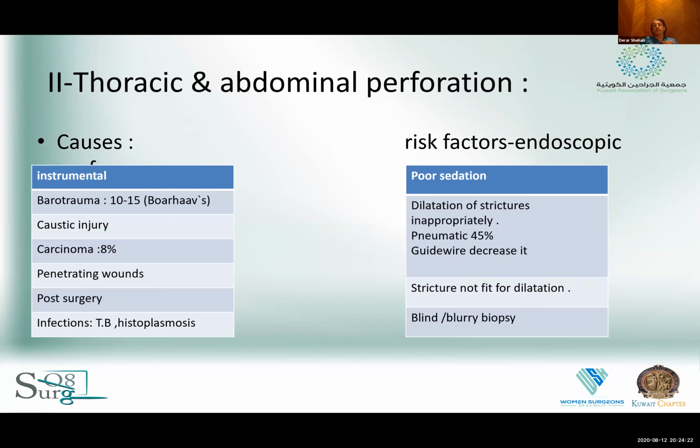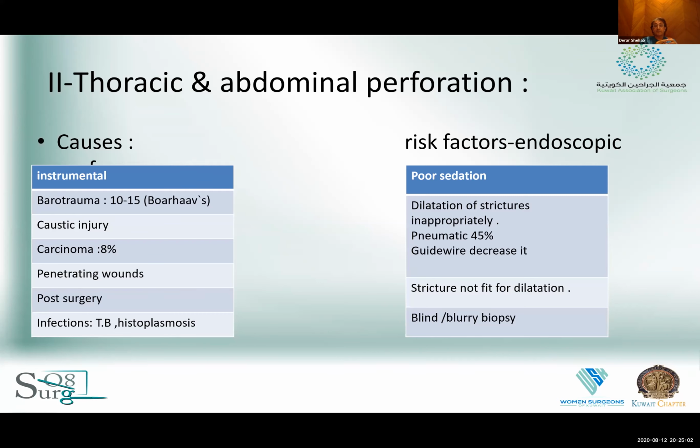What about the perforation that occurs in the chest or abdominal perforation? So the causes are going to be more or less the same. It's mostly due to instruments or iatrogenic, but 10 to 15% of the cases are spontaneous. Probably all of us know the syndrome called Boerhaave syndrome, and we'll talk about it shortly. Other causes, of course, are caustic injuries, carcinomas, and sometimes infections. Whatever the cause, we'll talk about how we manage probably most of them.